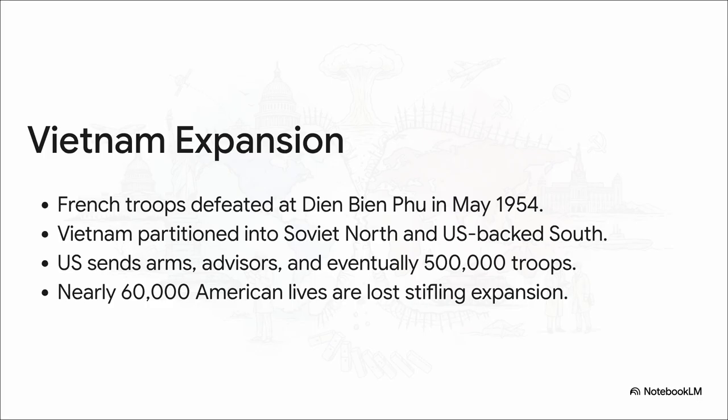When the French got completely routed in 1954, Vietnam was partitioned. The U.S. started sending in weapons, then advisors, and eventually over 500,000 troops. In the end, nearly 60,000 American lives and countless Vietnamese lives were sacrificed in the attempt to stifle communist expansion.